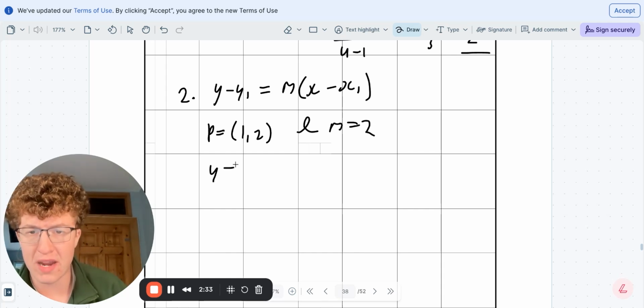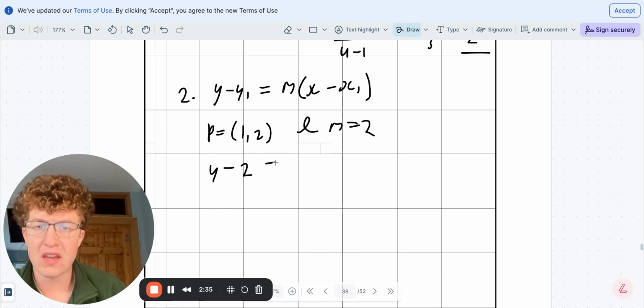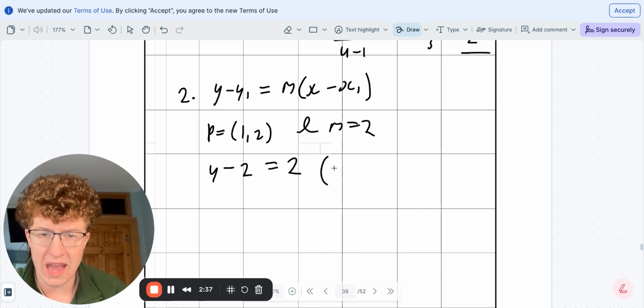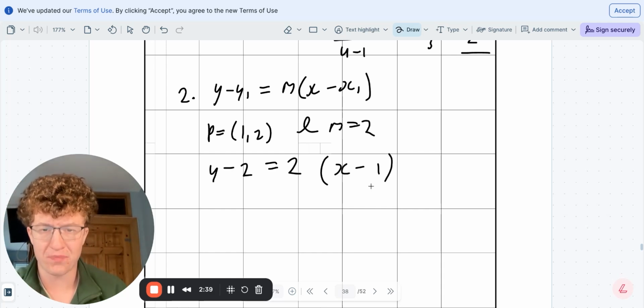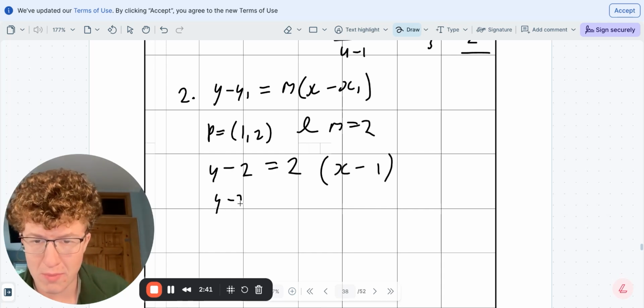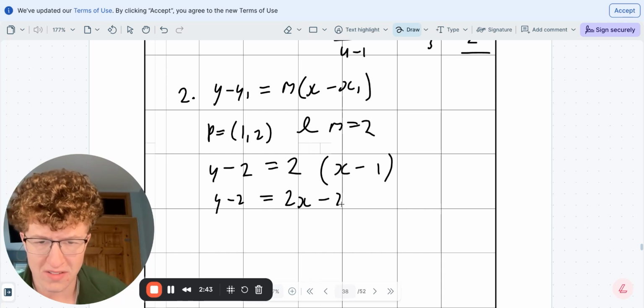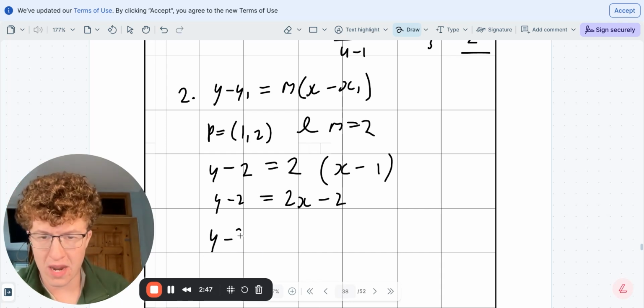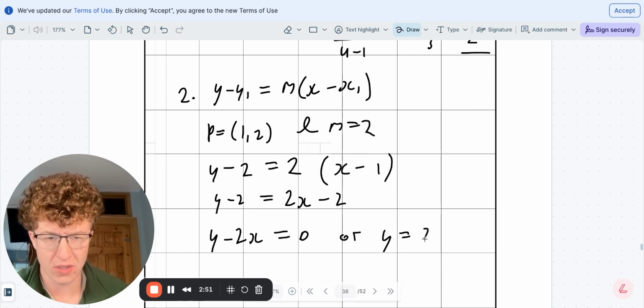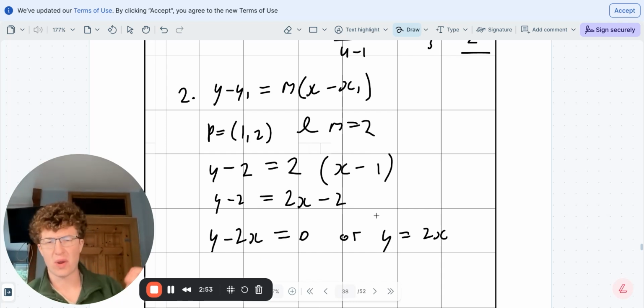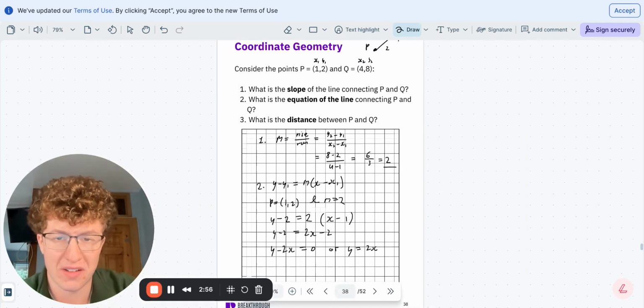So we have y minus y1, y1 is going to be 2, is equal to 2 times x minus x1, which is 1. Multiply that out, we get y minus 2 is equal to 2x minus 2. Bring everything to one side, we get y minus 2x is equal to 0, or y is equal to 2x. Whichever way you want to write it, they're both the same thing. You're going to get the marks either way.